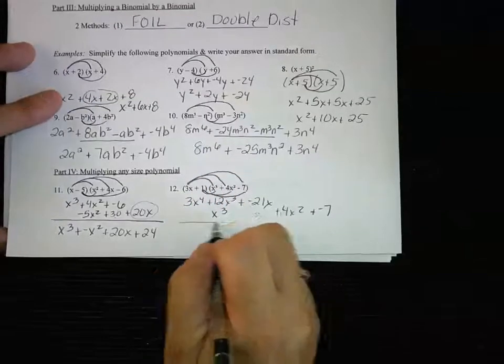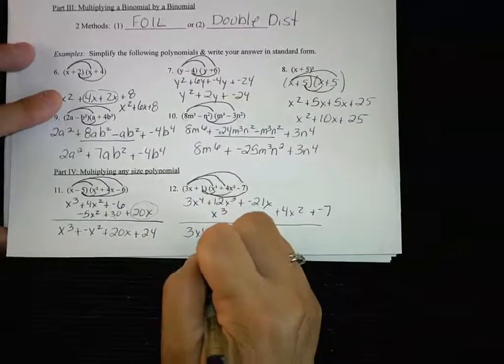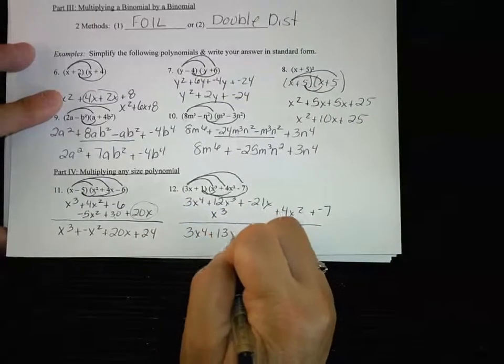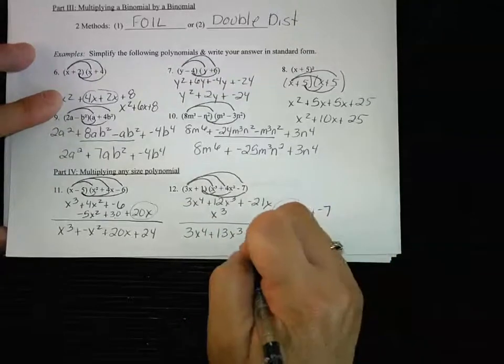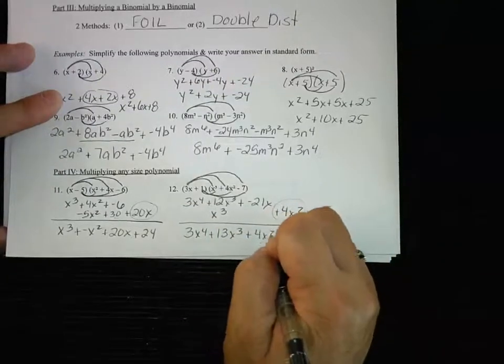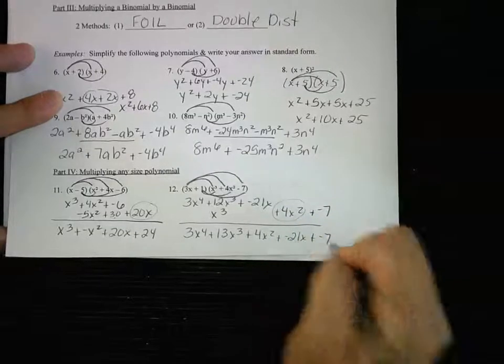And when we combine these, you have 3x to the fourth, 13x to the third. For standard form, I'm going to want 4x squared next, negative 21x plus a negative 7.